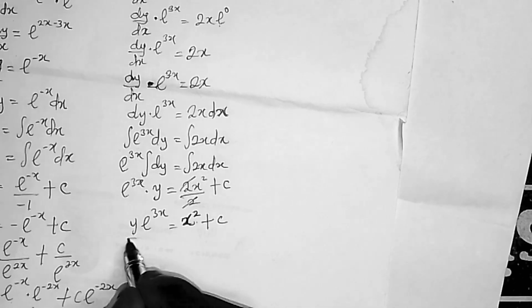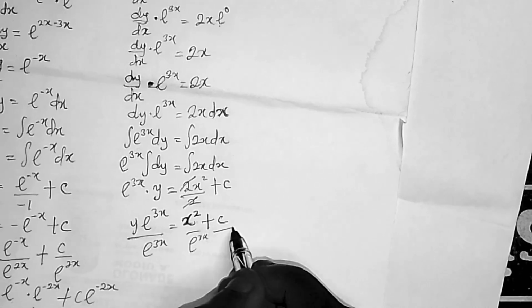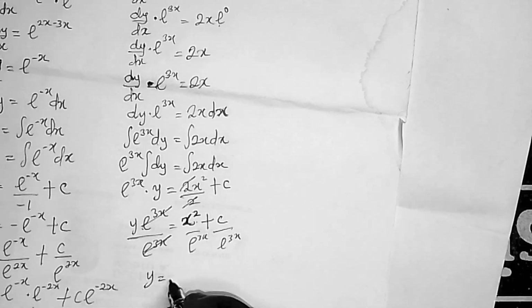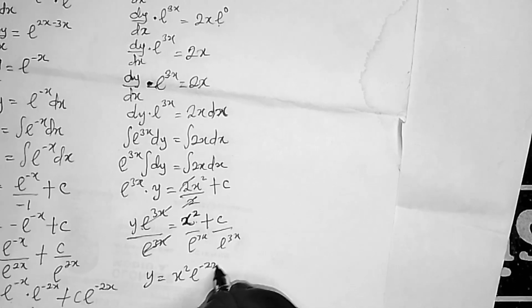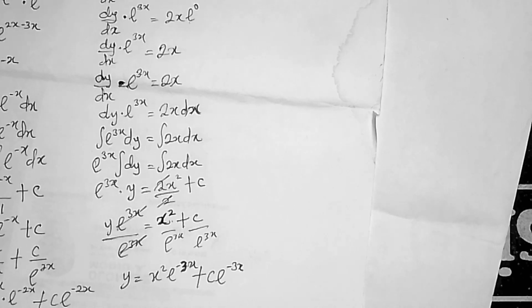Then what's the last step? The last step is to divide through by exponential 3x. So divide through by exponential 3x, and this will cancel this. You are going to have y equals x squared exponential minus 3x, plus c exponential minus 3x. So that is your final answer for that second question.